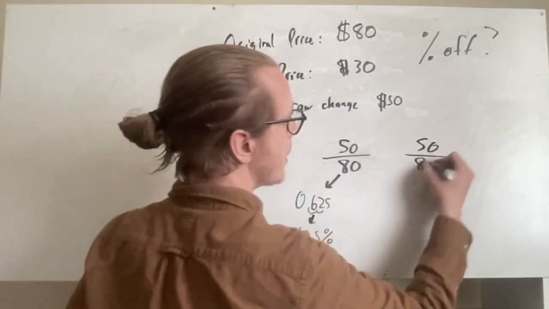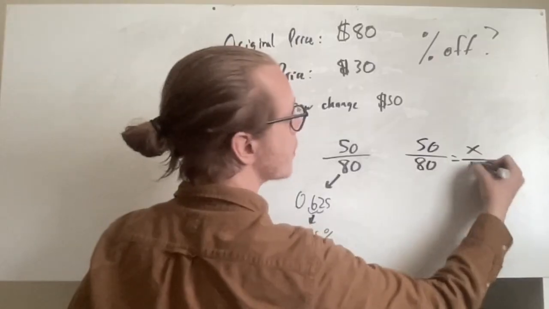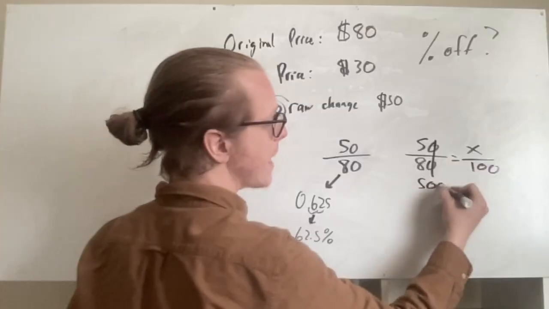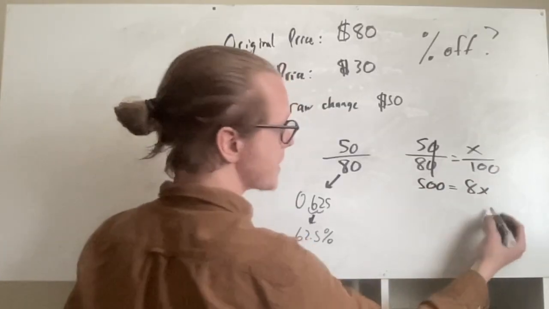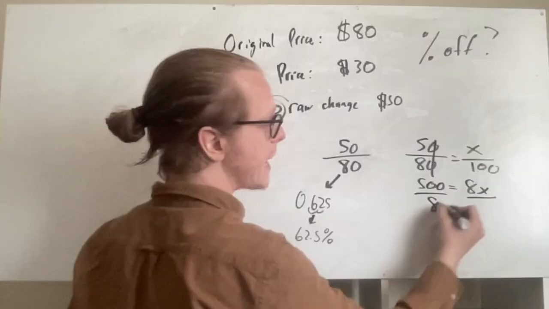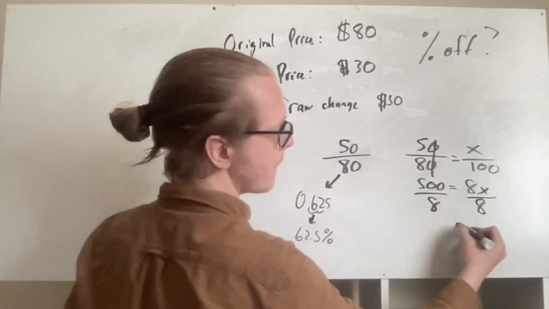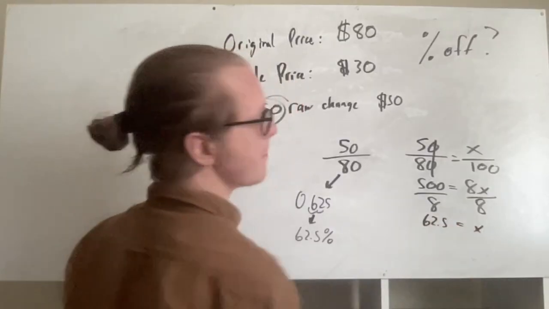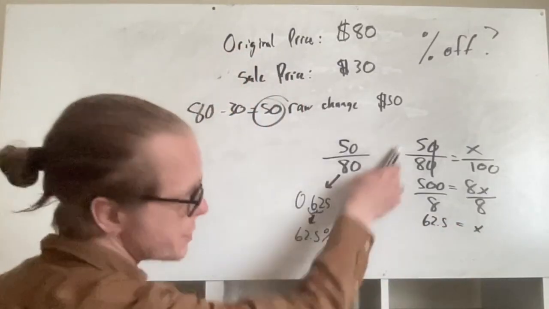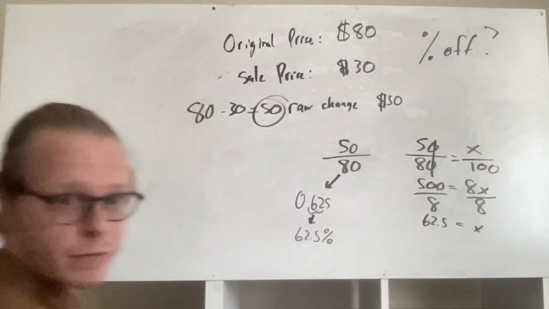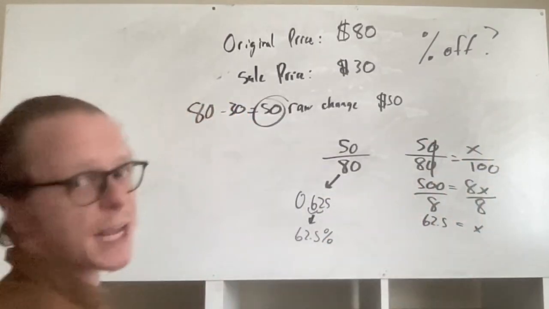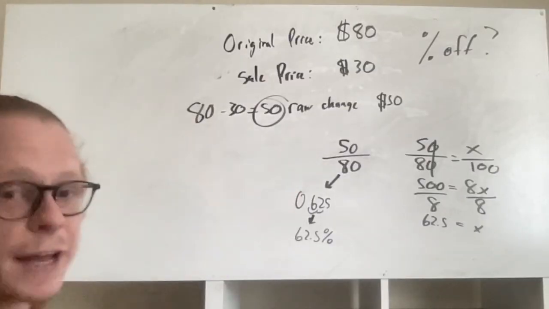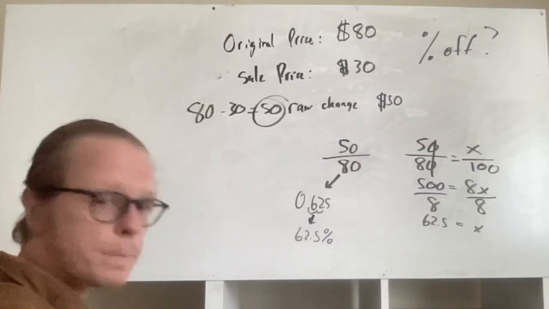50 over 80 equals x over 100. We cross multiply. 500 equals 8x. We divide on both sides by 8. And we will get 62.5. Notice that when we use proportions to solve these percent increase and percent decrease problems, we don't need to move the decimal point, okay? But we can also oftentimes just divide as well. I wanted to show both methods.